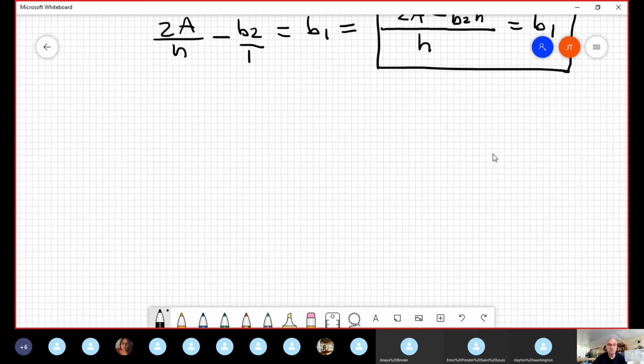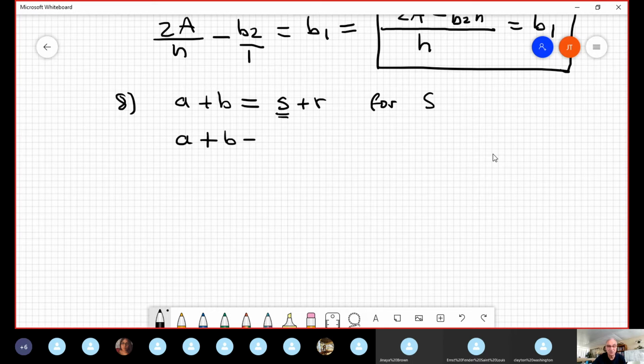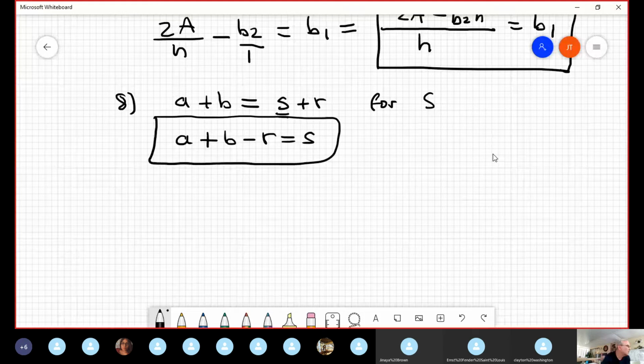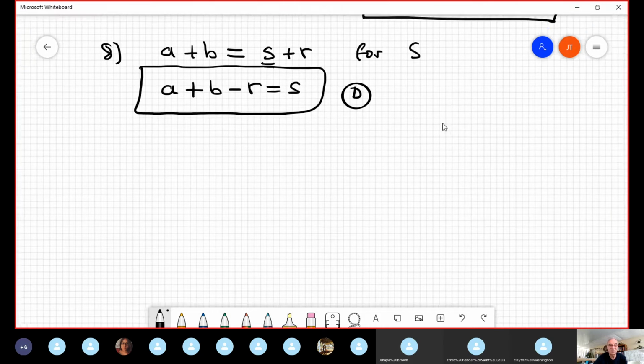Okay, number 8 now. Number 8 is easy. A plus B is equal S plus R. And you need to solve for S. It's easy. You subtract R, and that's it. Well, the answer is obviously D. That was easy, eh? Elementary.